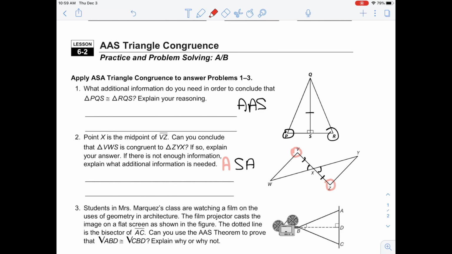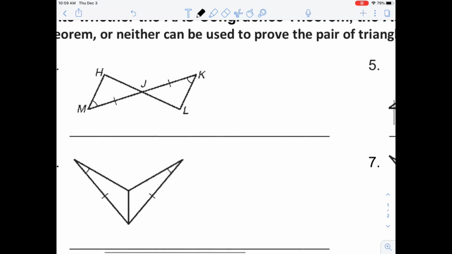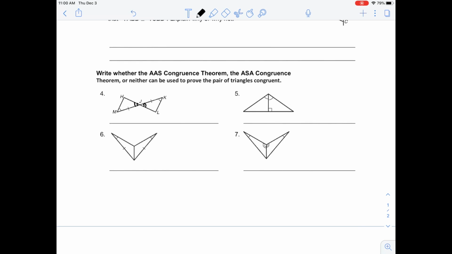If we want to do angle, angle, side, we could use angle W is the same as angle Y. All right, for these next ones, we need to decide whether we can use angle, angle, side or angle, side, angle. And on none of them are we directly given enough information, so we'll need to use something like vertical angles or shared sides. So for example, before I start any work, I'm going to mark my vertical angles. Always mark your vertical angles.